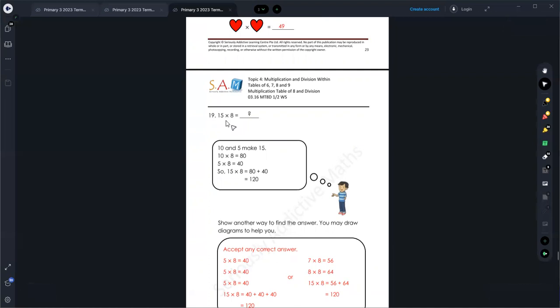15 times 8 is 10 times 8 plus 5 times 8. 10 times 8 is 80. 5 times 8 is 40. So add together, 120. Okay, and we're done for this booklet.